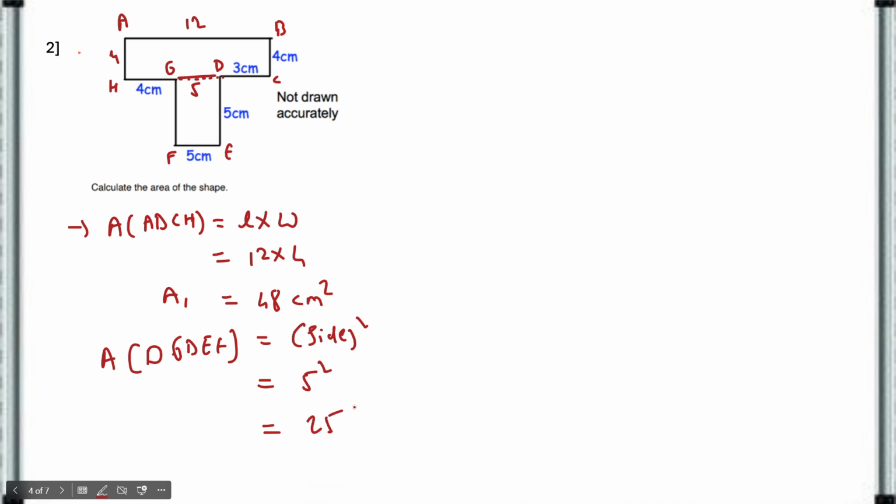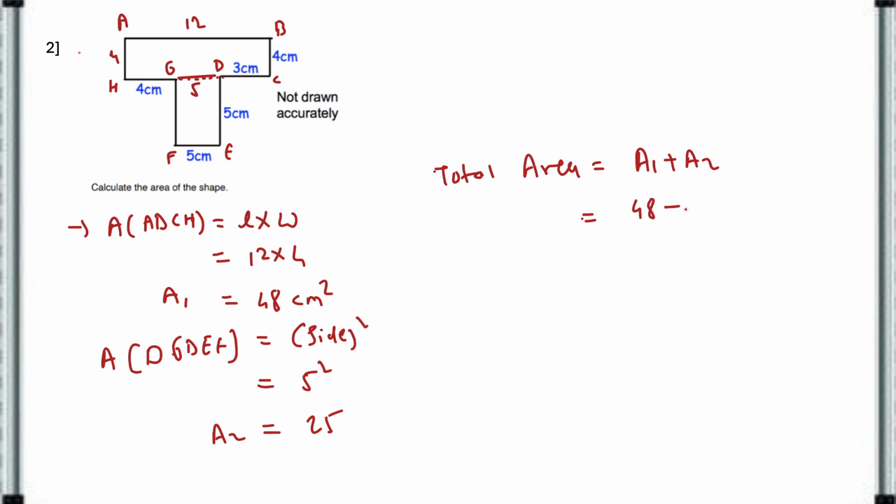Now what you have to do, you have to add these two areas so that you will get the total area. So now what I'm doing, I'm finding the total area. I'm considering this as A2. So the total area is equal to A1 plus A2. Okay, so A1 is here 48 and plus A2, the area of square GDEF, 25. Let me put 48 plus 25 in the calculator. So if I add these two terms, 48 plus 25, we get 73, right? So 73 centimeter square. This will be your total area.